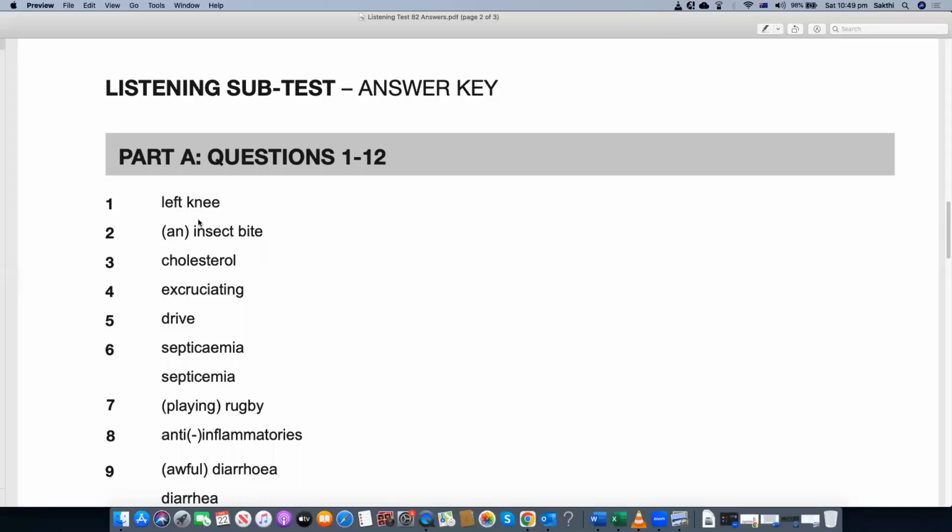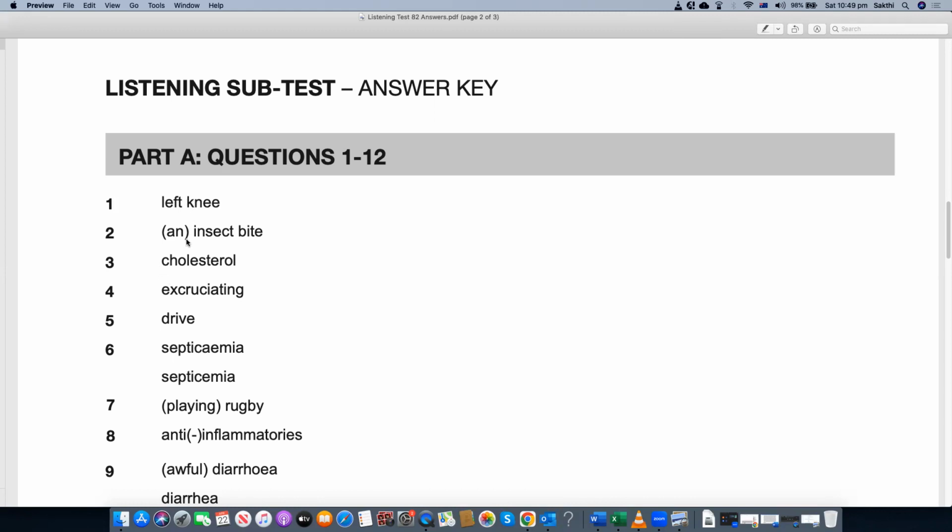Here is the answer key for part A of the questions. Let's go through them. You need to put a tick mark against the answers you have got correctly, and then a cross mark against the questions that you have got incorrectly. So the answer for the first one is left knee. Remember that both left as well as knee is important for us to get the correct answers. If you write only knee, you're going to get 0 mark for this.